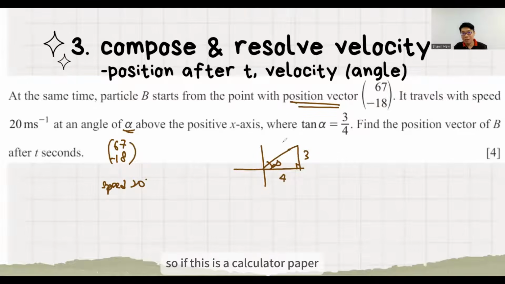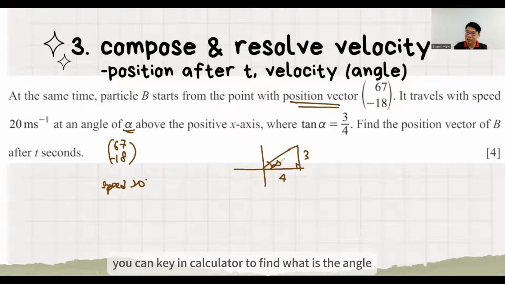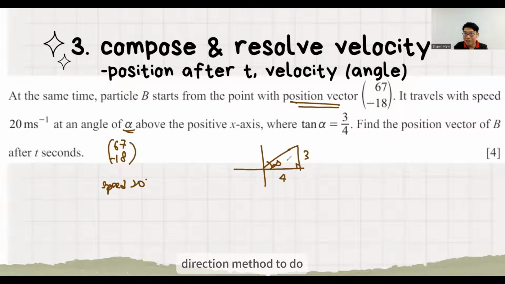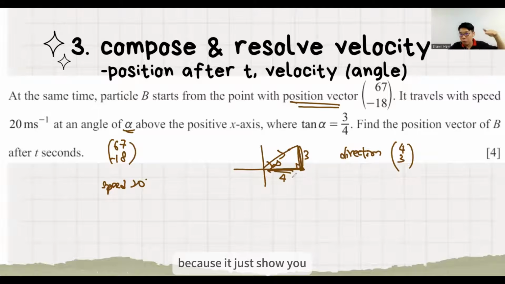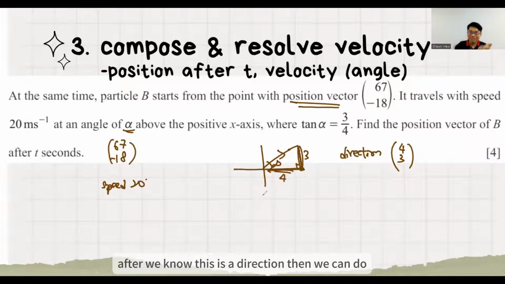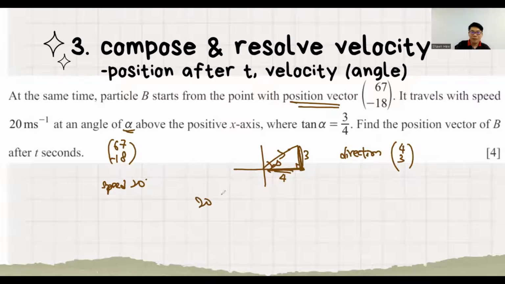So if this is a calculator paper, you can key in the calculator to find the angle, and then you do as usual. Other than that, you can also use the direction method. We know that in the direction of movement, I go to the right, agree or not? So it's 4i, and then I go up for 3, okay? So this 4, 3 is a direction. It's not the exact value of i and j, because it just shows you I will go in this gradient. After we know this is a direction, then we can do speed, which is the magnitude times the unit vector of the direction.